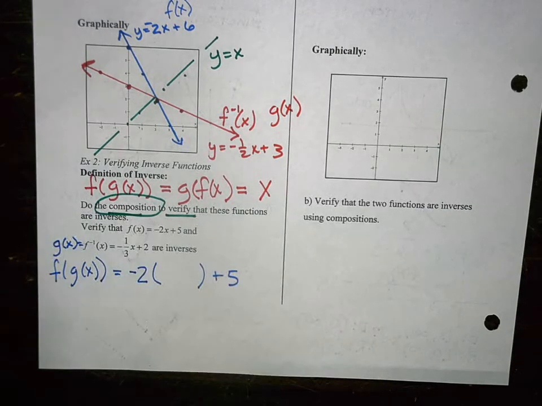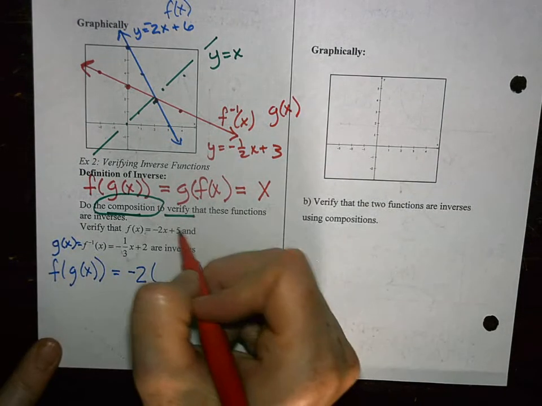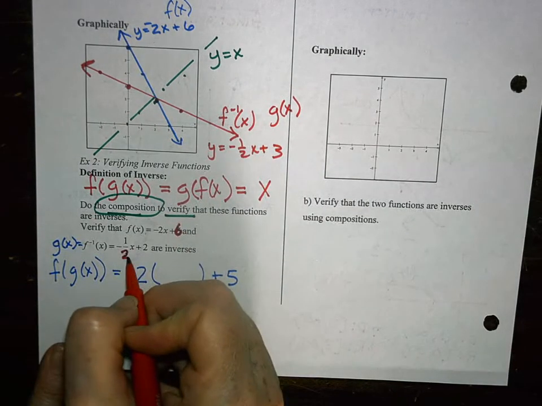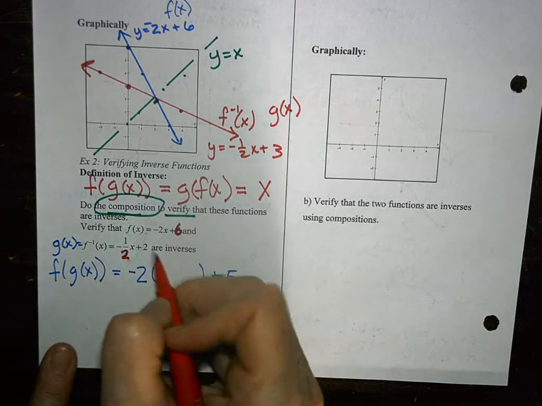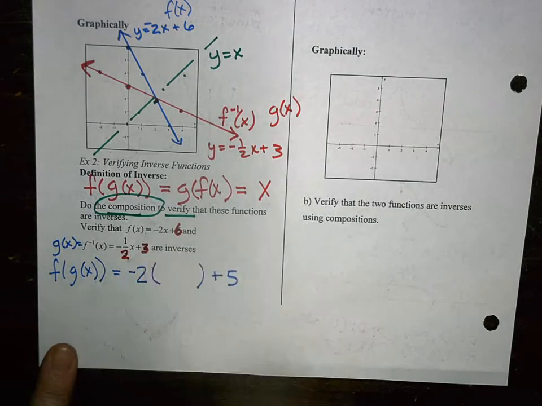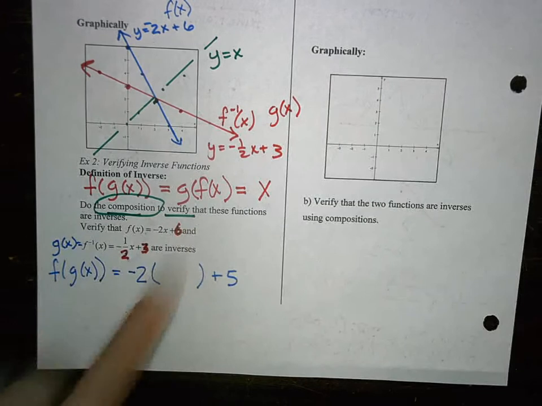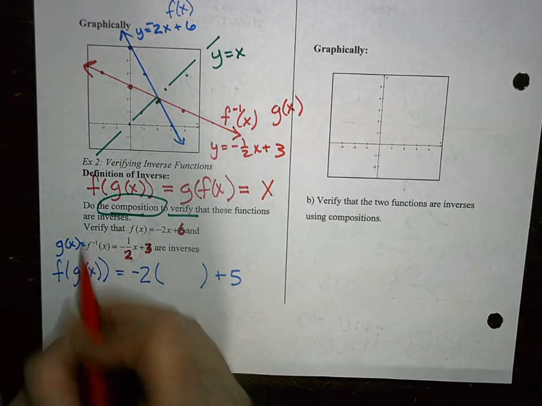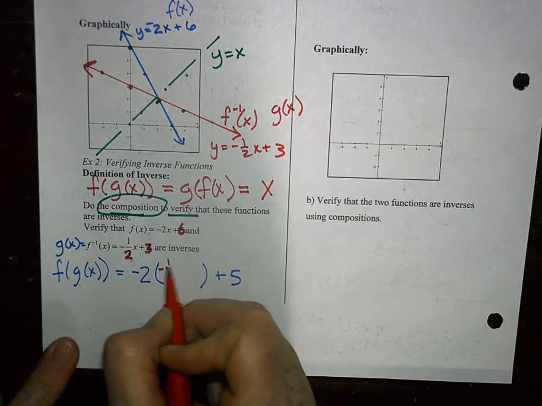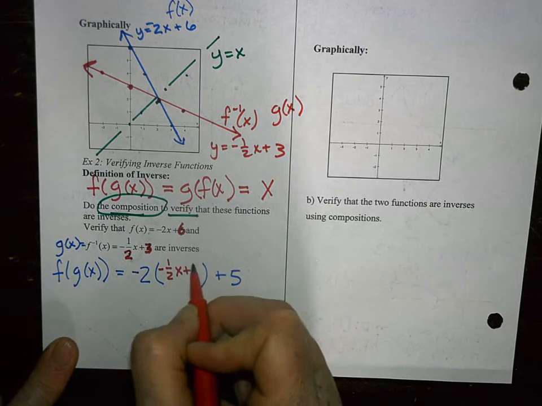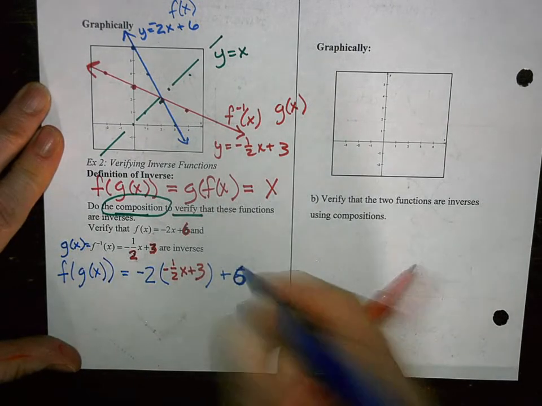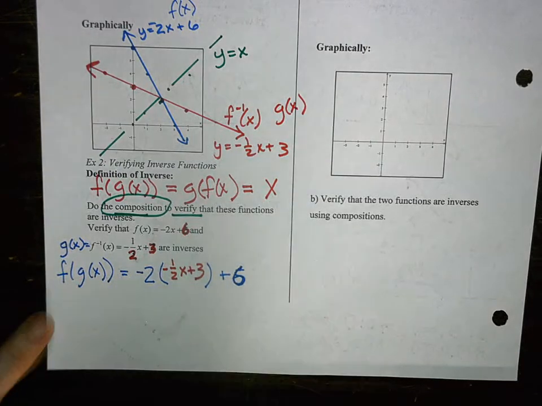By the way, I know these are typos. This function is plus 6, and this was negative 1/2 x plus 3. Sorry about that. Those are the inverse functions, and we're going to see if they work. I'm putting in the inverse function, negative 1/2 x plus 3, and this was plus 6.